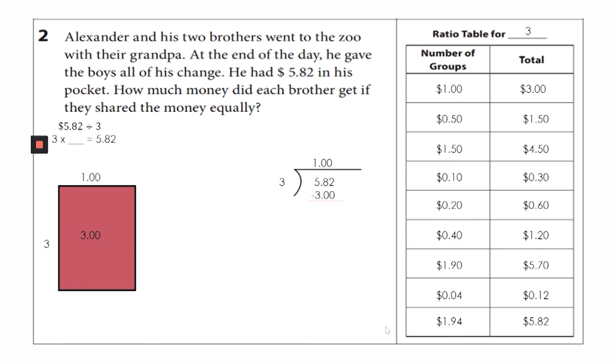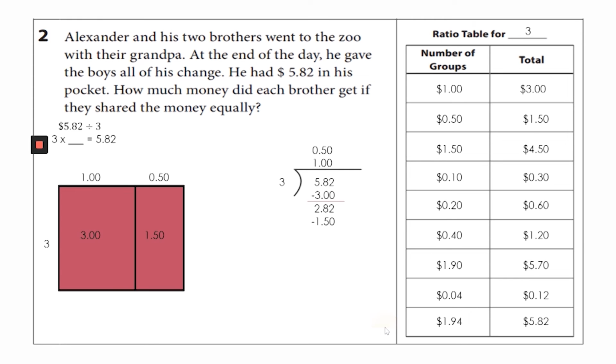Okay, and if we take that away, what do we have left to divide up? We still have to divide up $2.82, so we're not done yet. Okay, then we did 50 cents next on our ratio table, so 3 times 50 cents, that was $1.50. Keeping track over here. Taking away $1.50, we still have $1.32 to divide up evenly.